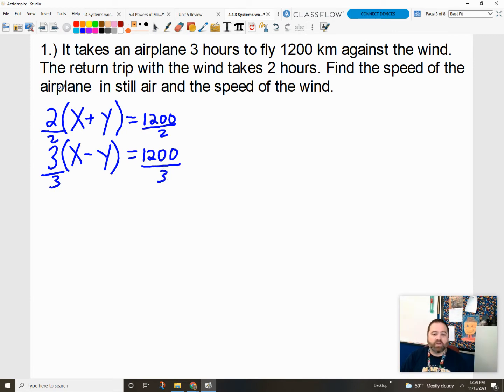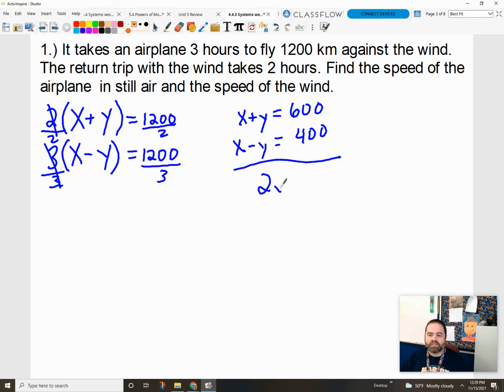But if I divide it out, look what happens. These twos cancel, and then I get x plus y equals 600. And on bottom, these threes cancel, and I get x minus y equals 400. Because I divided out the 2 and the 3 out front, I got this nice, real simple system where I can just add them up. Right? If I add up, that's 2x, the y's cancel, that's 1,000 kilometers here. So x is 500 kilometers per hour.